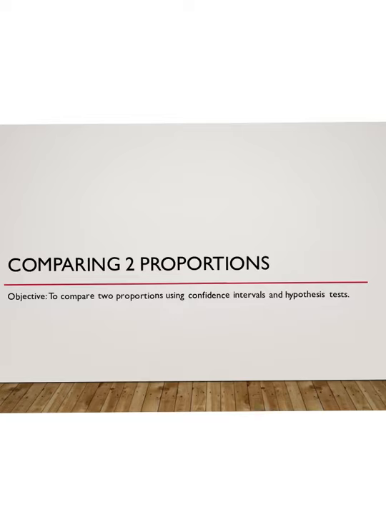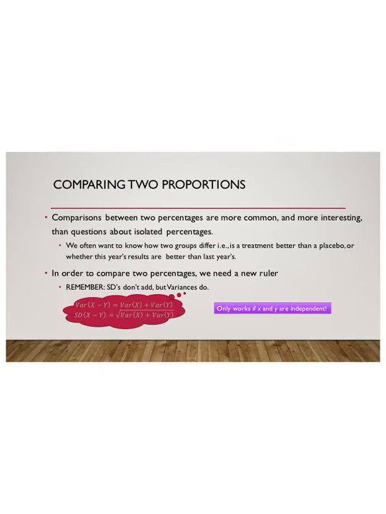Today our objective is to compare two proportions using confidence intervals and hypothesis tests. When we're comparing two proportions, comparisons between two percentages are more common and more interesting than questions about isolated percentages. We often want to know how two groups differ. For example, is a treatment better than a placebo, or are this year's AP exam results better than last year's?